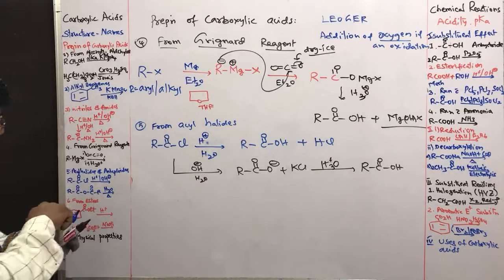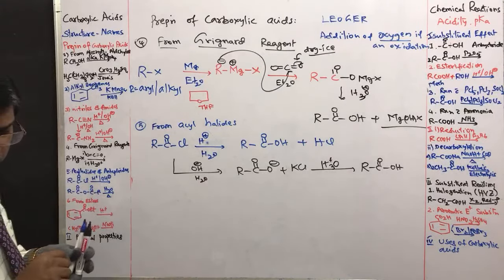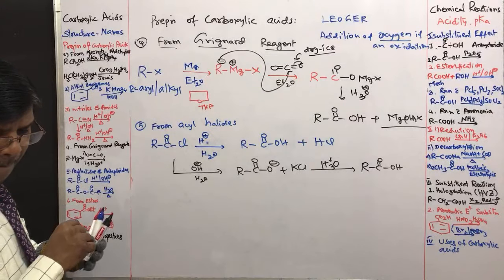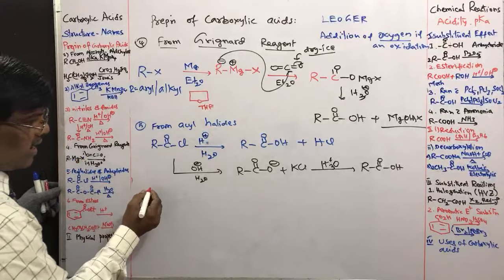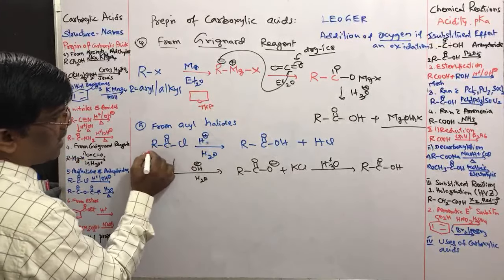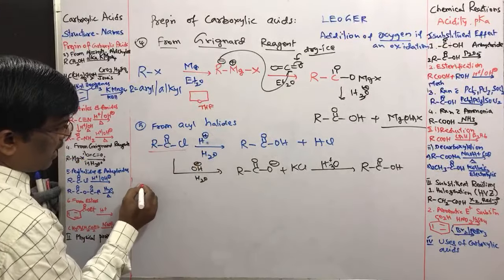Next, or I can use anhydrides. If I use acid anhydrides, for example, it is from acyl halide and from anhydrides.